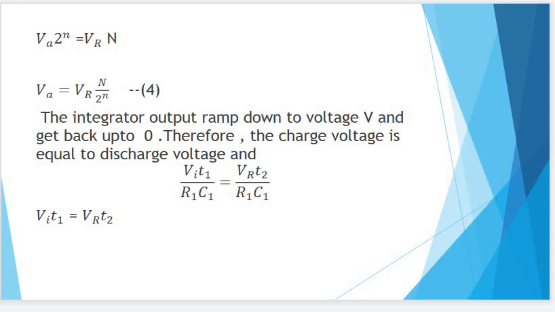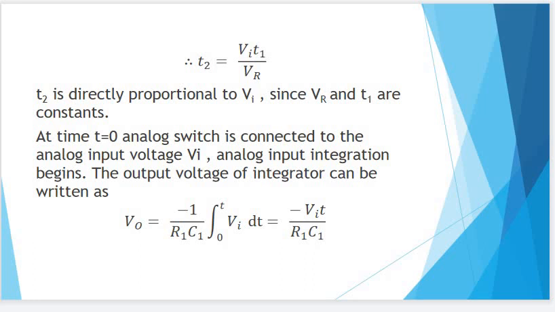The integrator output ramps down to voltage V and gets back to 0. Therefore, the charge voltage is equal to the discharge voltage, and VI T1 by R1C1 equals VR T2 by R1C1. VI T1 equals VR T2. Therefore, T2 is equal to VI T1 divided by VR. T2 is directly proportional to VI, since VR and T1 are constant.